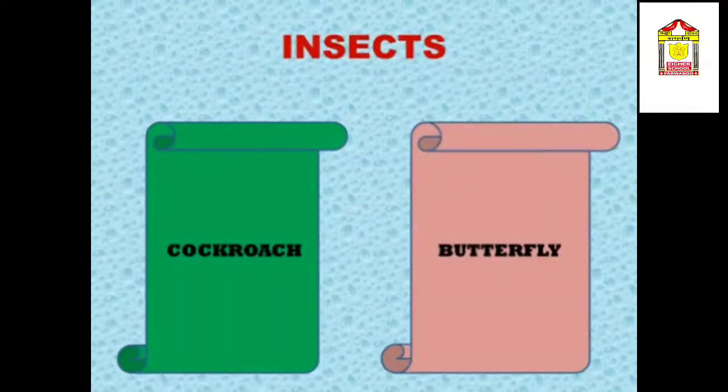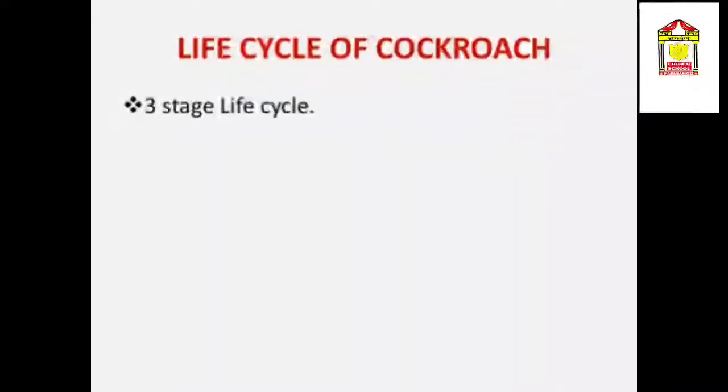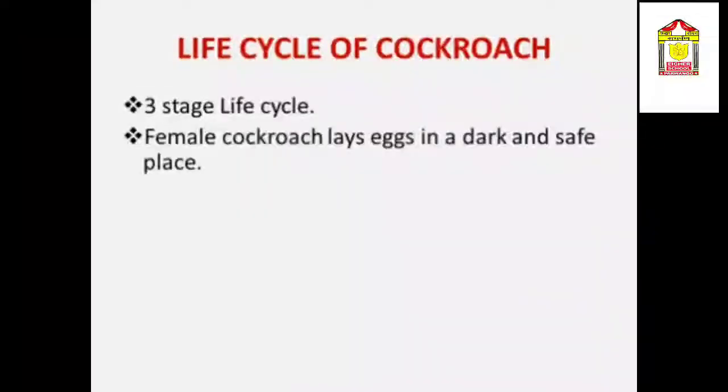Next are insects. Under insects, we'll study the life cycle of the cockroach and butterfly. Insects are also egg-laying animals. Some insects have 3 stages in their life cycle, while some have 4. Let us first discuss the life cycle of a cockroach. It is a 3-stage life cycle.